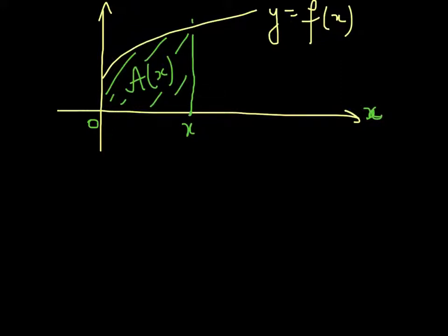A of 1 will start from 0 and end at 1. A of 2 will start from 0 and end at 2, and so on. So this area is A of x. Let us consider a point after x. Let's call it x plus h. Then the area from x equals 0 to x equals x plus h is going to be A of x plus h. Right? This is the blue area here.